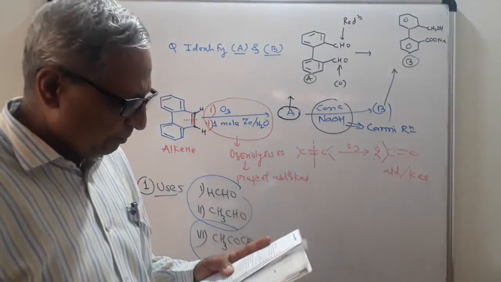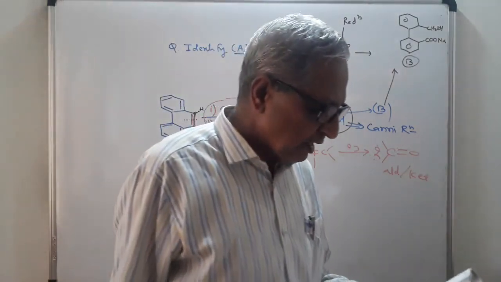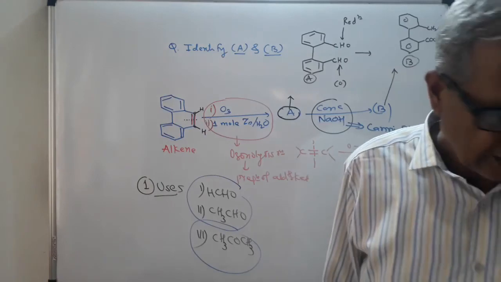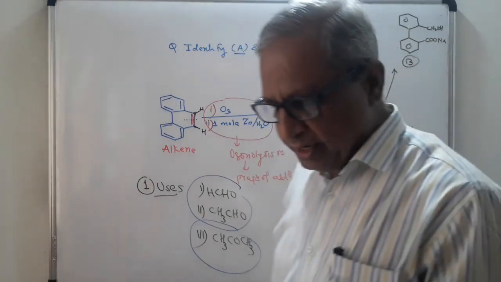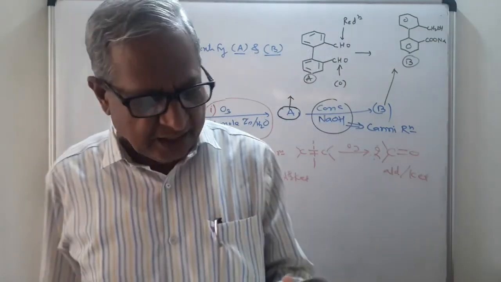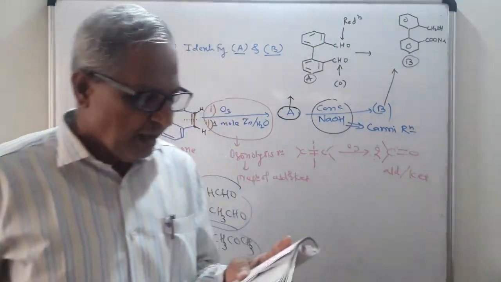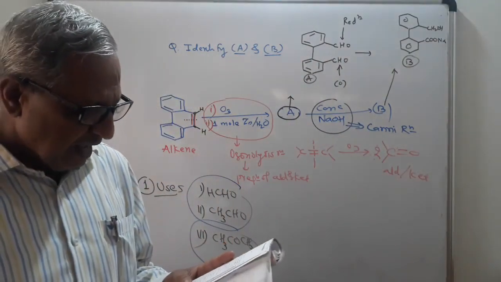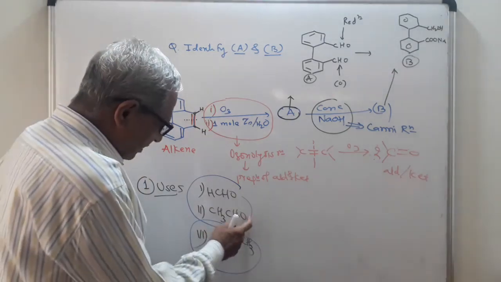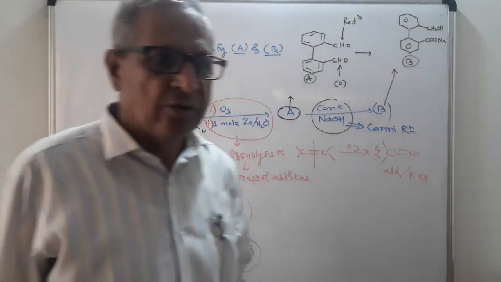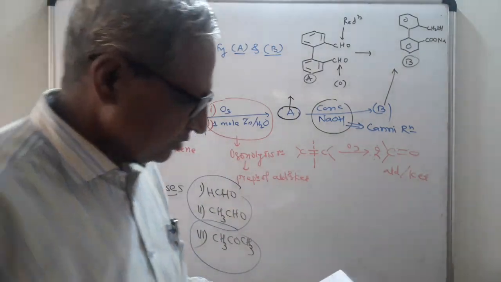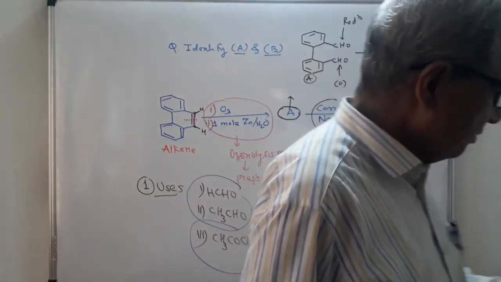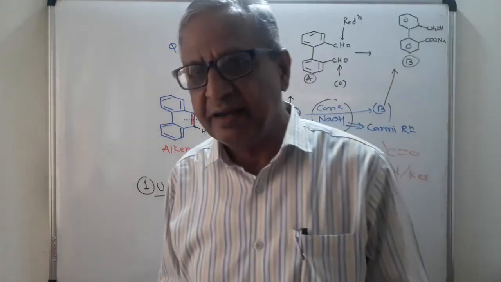Now see the uses of acetone. Acetone is used as a solvent in plastics, drugs, paint remover, and as an adhesive. Benzaldehyde is used in perfumes and the dyeing industry. Acetaldehyde is used in the preparation of DDT, dichloro diphenyl trichloroethane. So these are the uses of aldehyde and ketone.